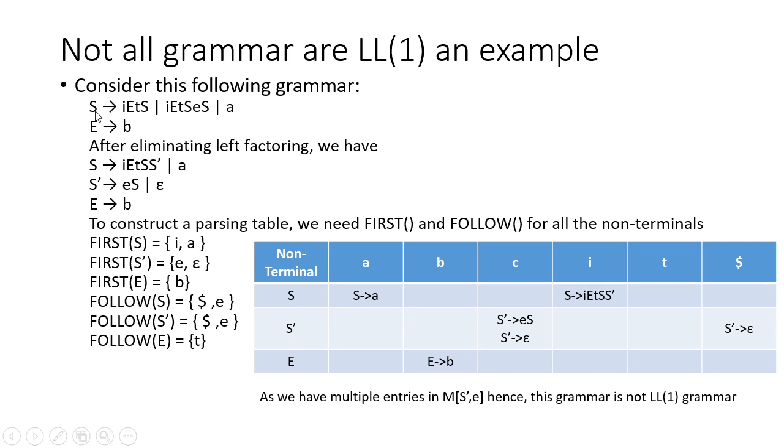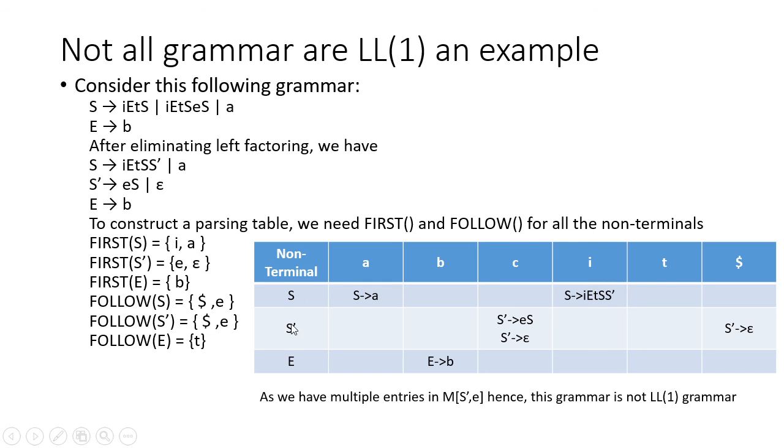Now consider the grammar S derives iEtS, that is if expression then statement, and iEtSeS, if expression then statement else statement. Now once we use left factoring for it, we get this, and once you calculate the first and follow of it, we get this. Now let's look at the table. The same way we put in the table as before. So in S we put SA, here we put SiEtSS dash. It's the same way as we have followed in the previous example.